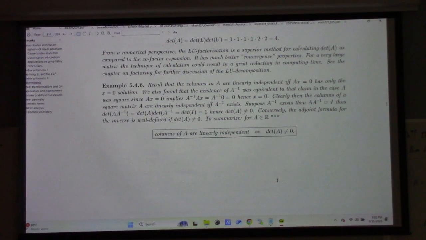Sometimes, like on your next test, you might have a question of, here's 3 three-dimensional vectors. Are they linearly independent? The simplest way to check if those 3 vectors are linearly independent is to put them in a matrix and calculate the determinant. If the determinant's non-zero, they're linearly independent. And if the determinant's 0, that means they're linearly dependent. So, yeah.